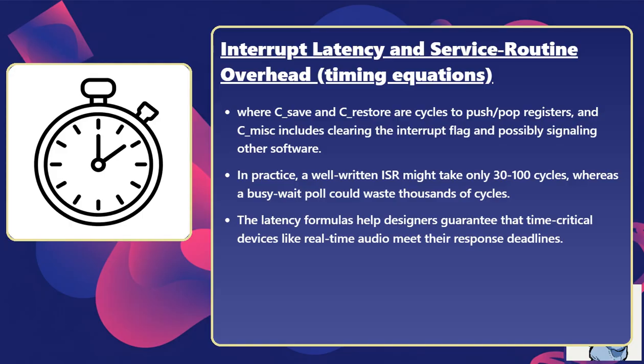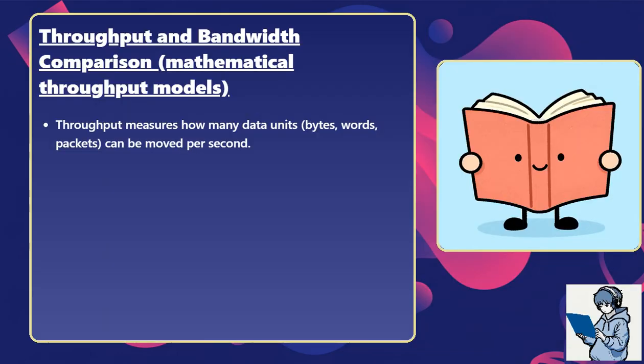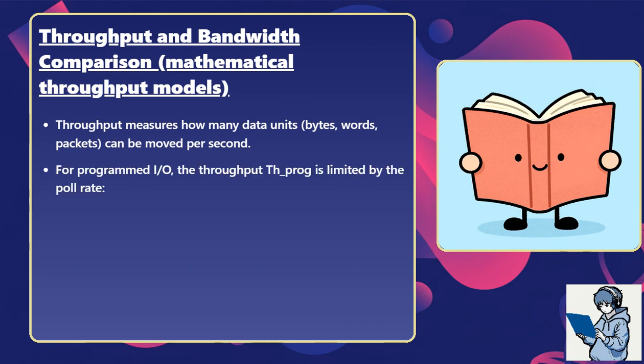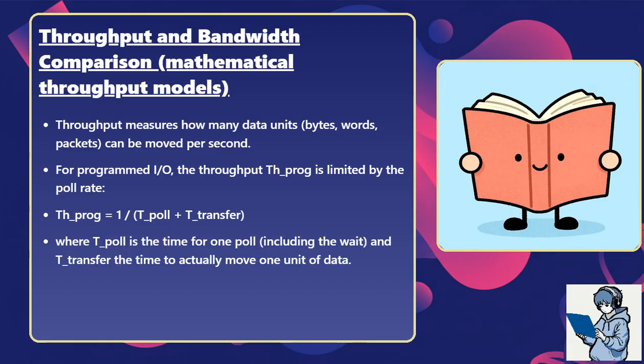The latency formulas help designers guarantee that time-critical devices like real-time audio meet their response deadlines. Throughput measures how many data units (bytes, words, packets) can be moved per second. For programmed I/O, the throughput TH_prog is limited by the poll rate. TH_prog equals 1 divided by T_poll plus T_transfer, where T_poll is the time for one poll, including the wait, and T_transfer the time to actually move 1 unit of data.